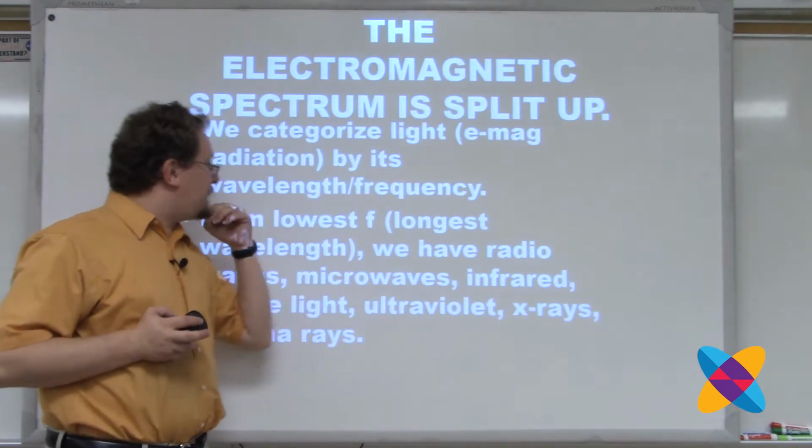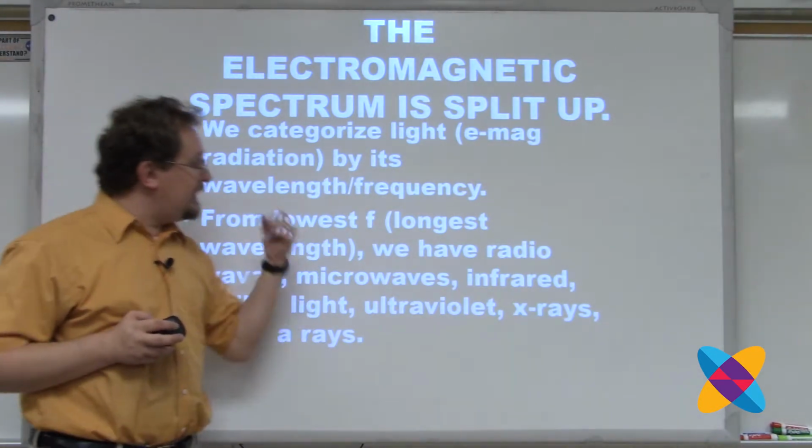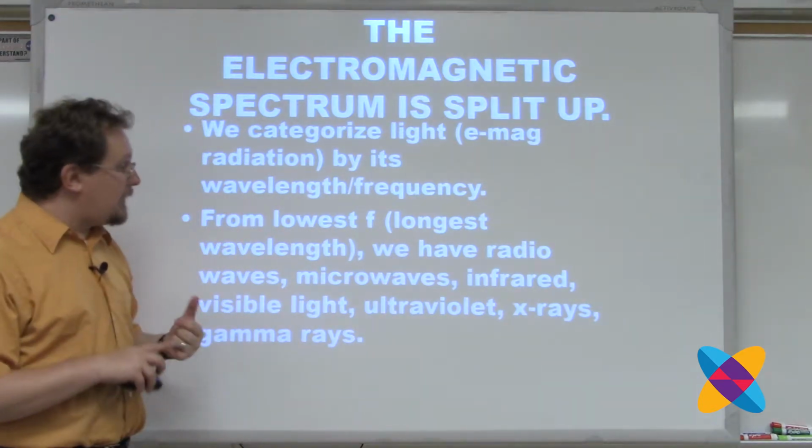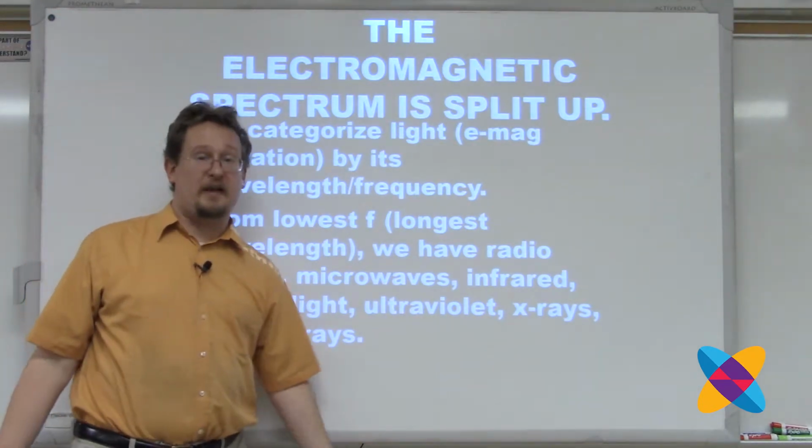We categorize light by its wavelength or frequency. Students do need to know from lowest to highest frequency: radio waves, microwaves, infrared, visible light, ultraviolet, X-rays, and gamma rays. I feel like they need to know that order.